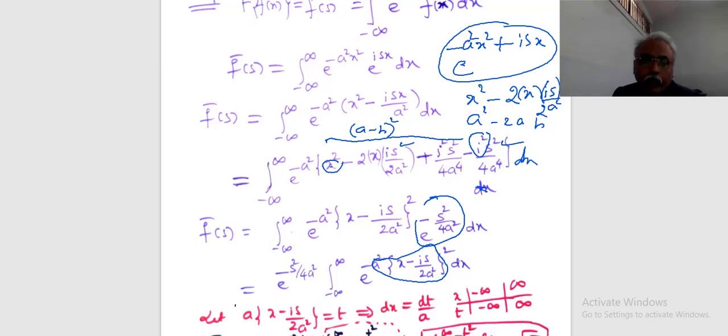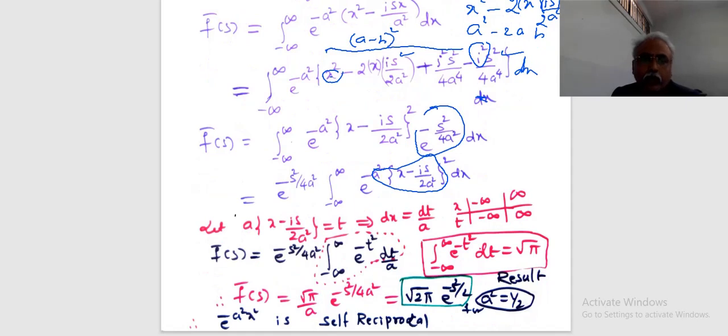Before squaring part we make it t. Except x, the remaining are constant, so a dx equals dt, which means dx equals dt by a. Here I have to substitute dt by a. And whenever you substitute like this, the limits do not change: minus infinity here, minus infinity here, infinity here, infinity here. So can you write in terms of t now?